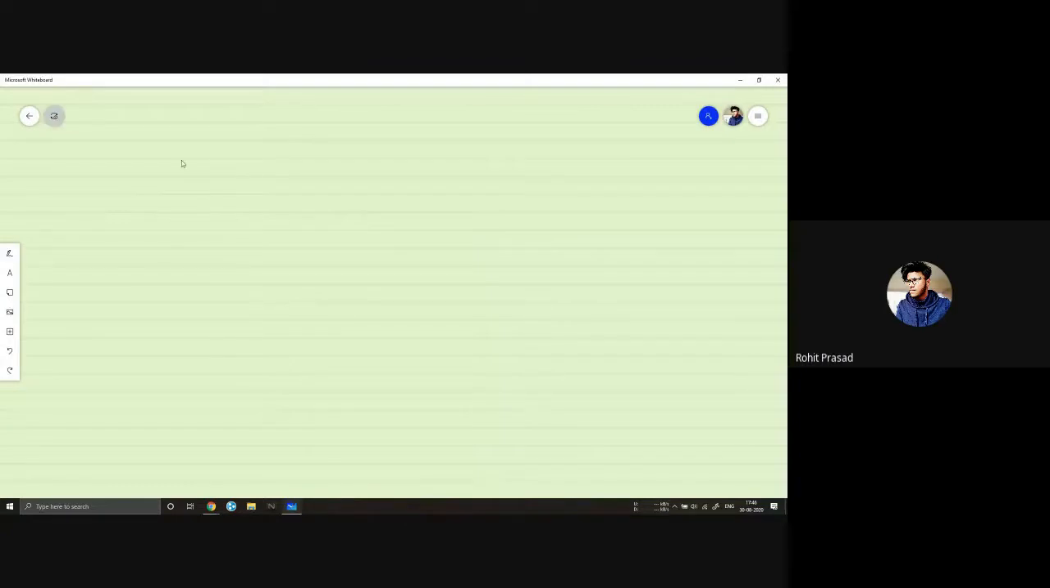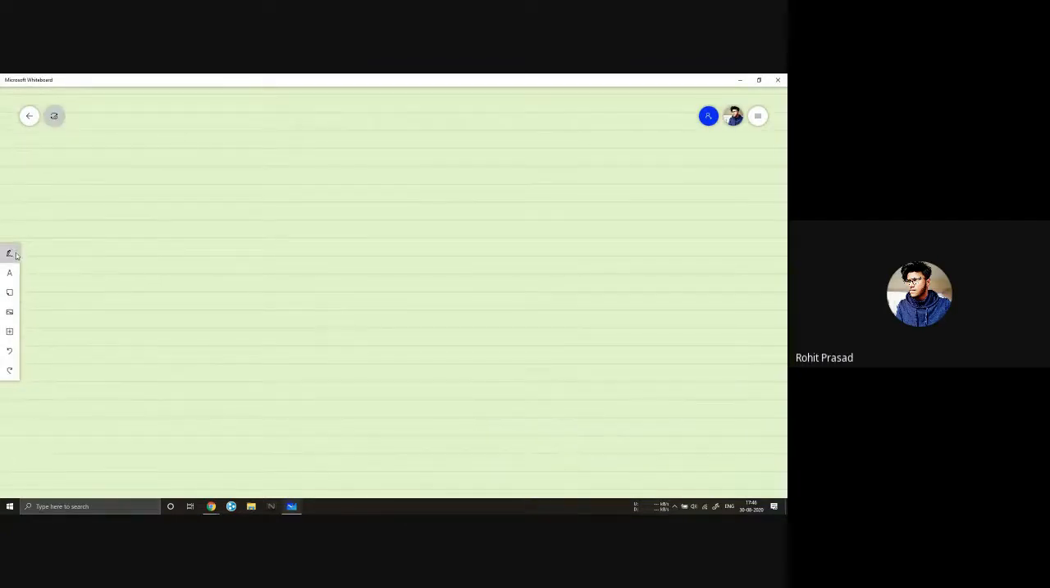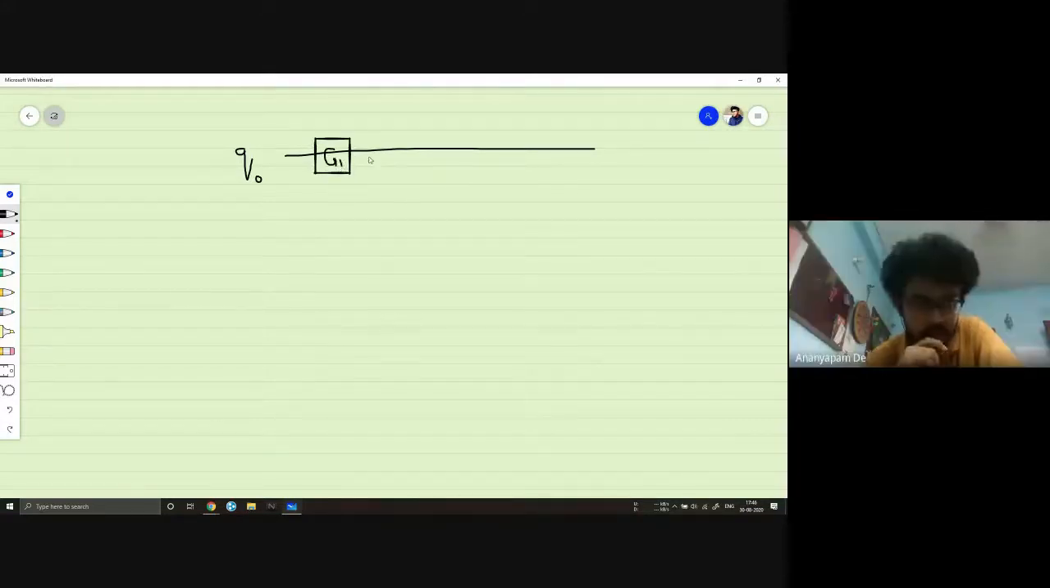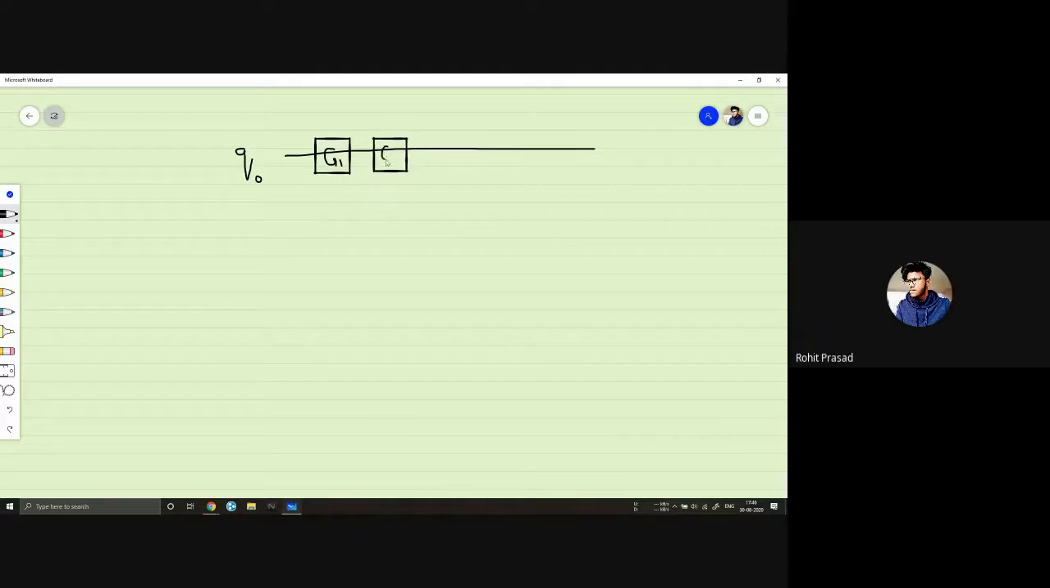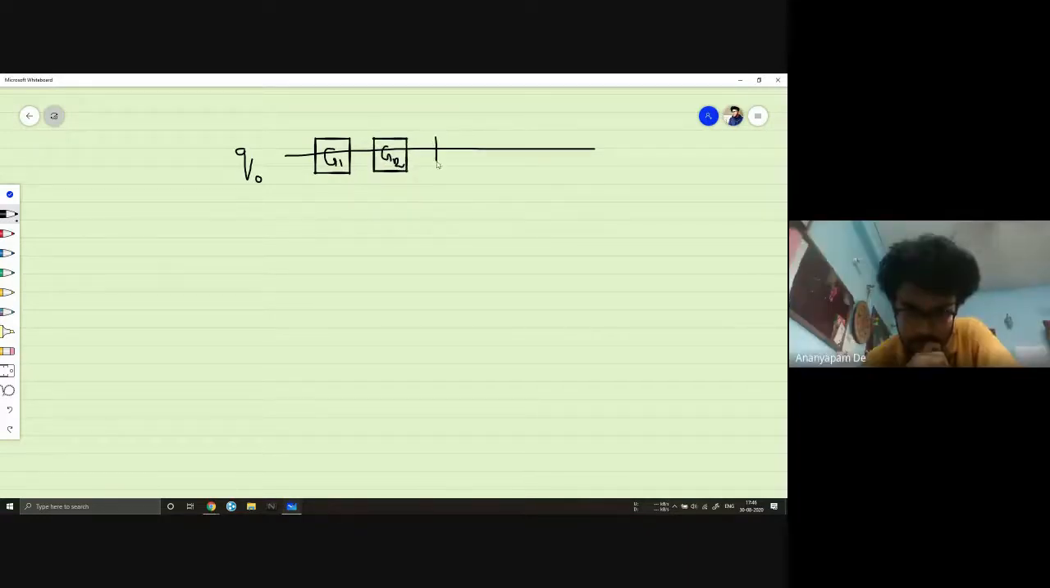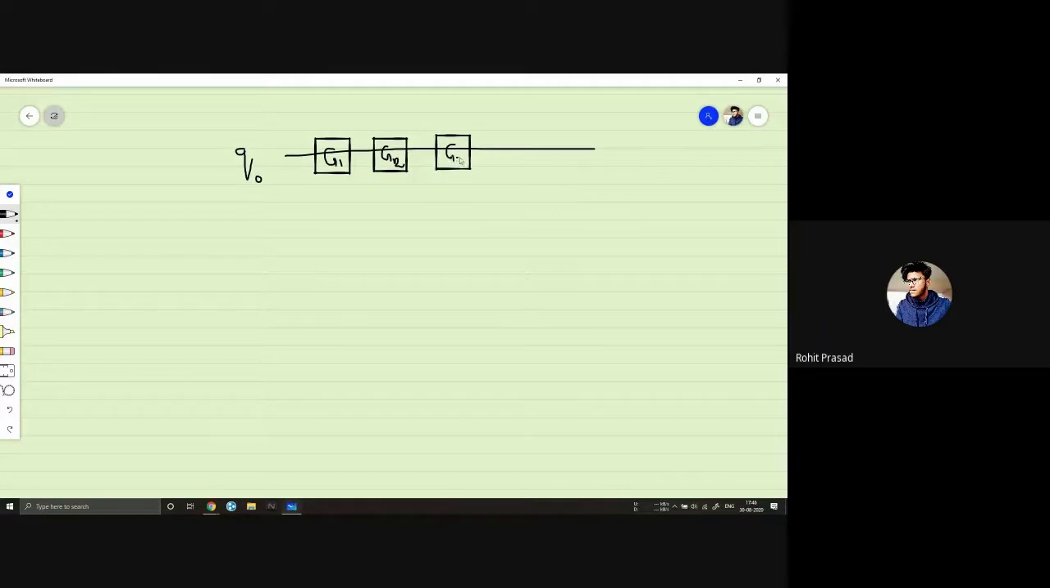Let's assume we are working on a single qubit state, Q0. On it we have a gate, let's say an arbitrary gate G1, then a G2, and a G3. So these things are operators acting on your quantum state Q0. These are operators that change the state.